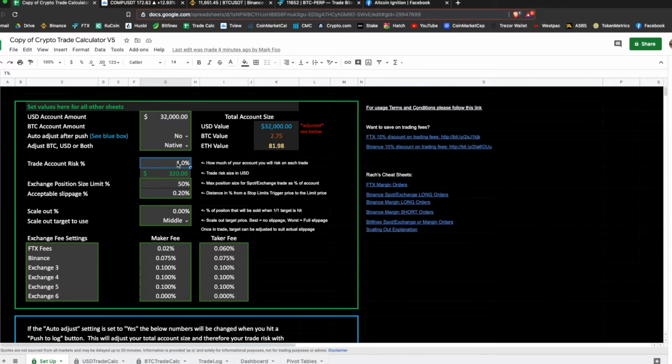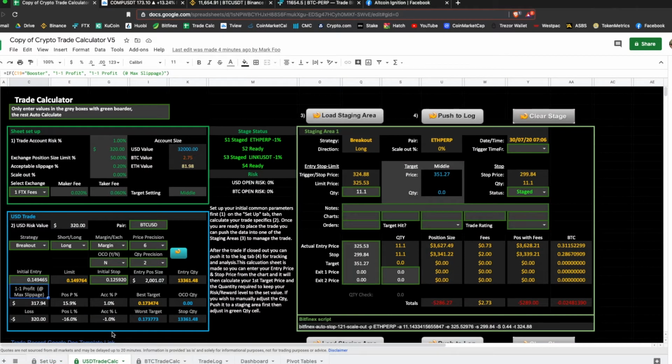Down here, 1%, that's 1% risk per trade. That means that the calculator will work out, based on your entry and your stop, how much your position size should be to represent a 1% risk to your account. Okay, so that's all we need to do on here. Don't change anything else. I'm going to move over to the US dollar trade calculator.